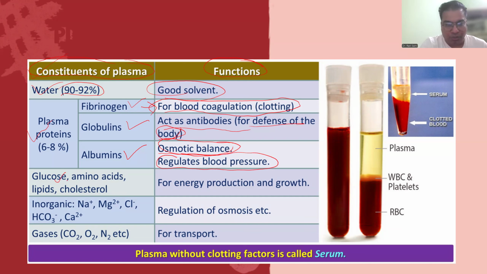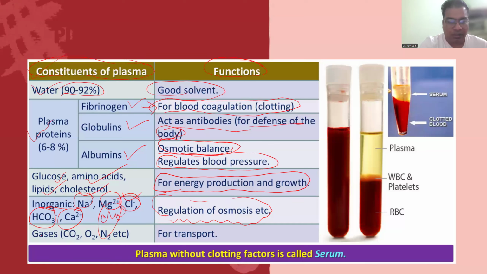The other components are glucose, amino acids, lipids, and cholesterol. These are responsible for energy production and growth. The other inorganic components are sodium, magnesium, calcium, bicarbonate, chloride, and so on. They are responsible for the regulation of osmosis. In the last, there are gases: carbon dioxide, oxygen, nitrogen. These are responsible for transport.